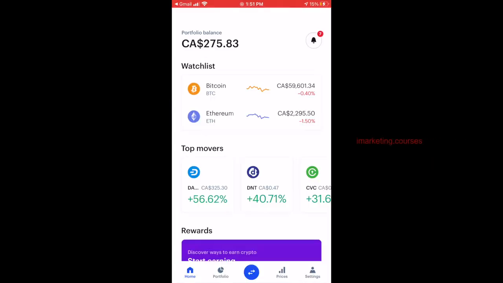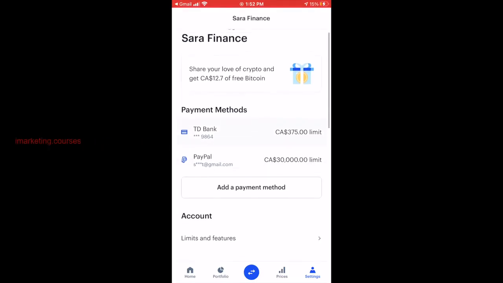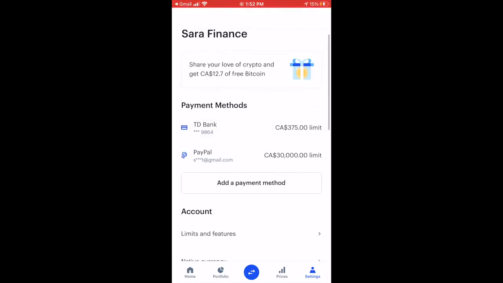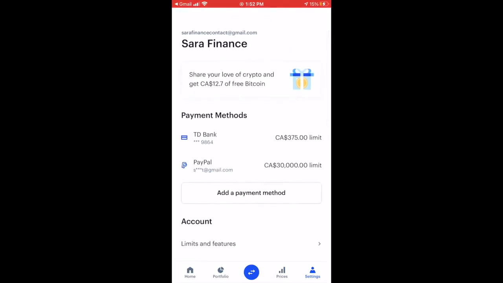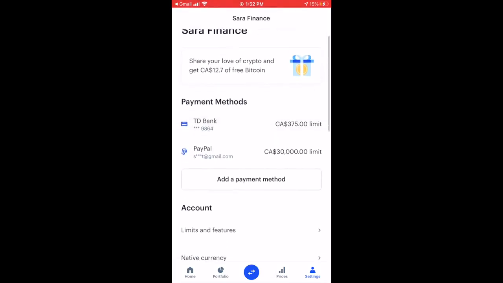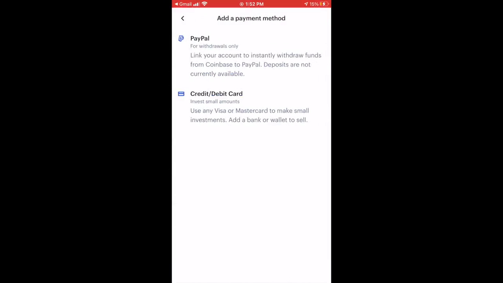Okay guys, so the first thing you want to do when you get into the account is click on settings here. I just want to make sure you have this in the beginning. You may or may not already have it if you set up your account before, but basically, to actually buy Bitcoin, you need to have a payment method. I actually use my bank account to buy Bitcoin or any other coin, or I use PayPal. So if you don't already have your bank account connected, make sure you click on add a payment method, and you're going to have the option to use PayPal or a credit card or a debit card to buy these coins.